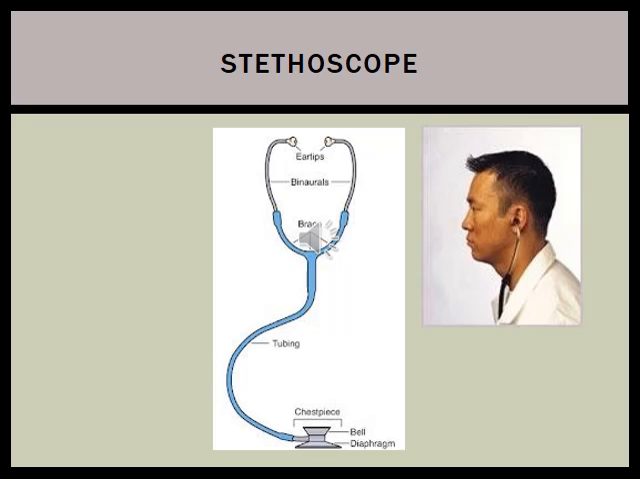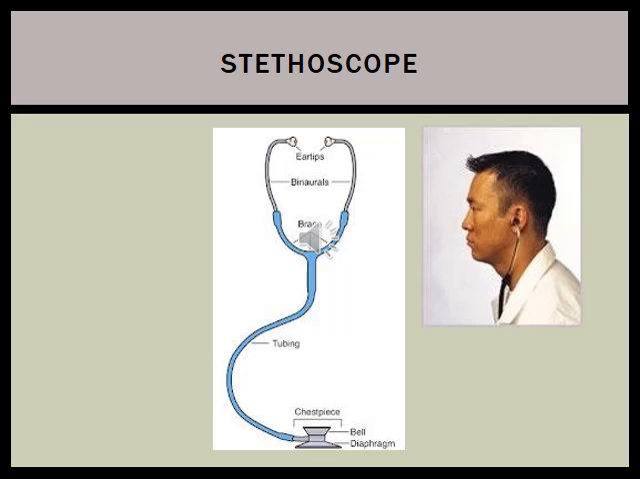The next part is the binaurals. This is where the sound travels up to your ears. We have the brace and the tubing. If the tubing is kinked, it will impair your ability to hear. The last piece is the chest piece.